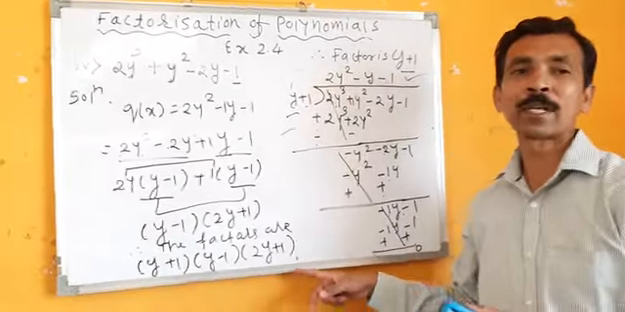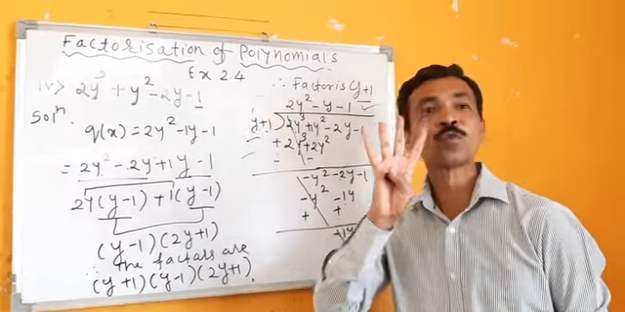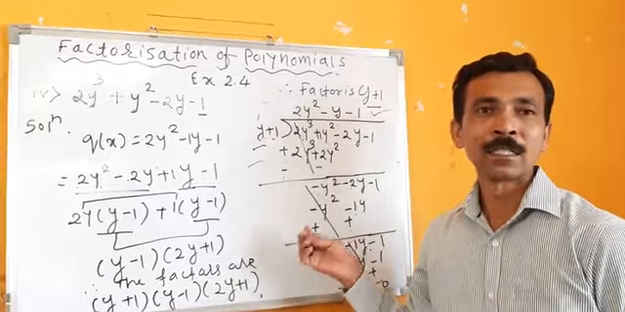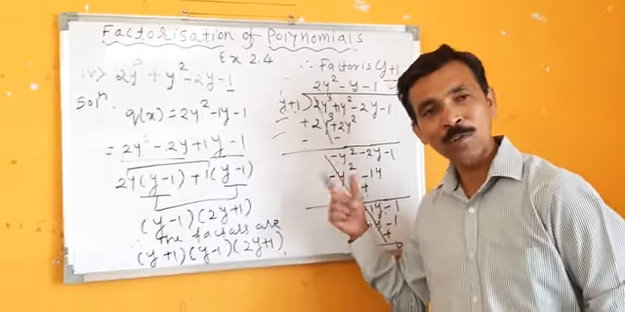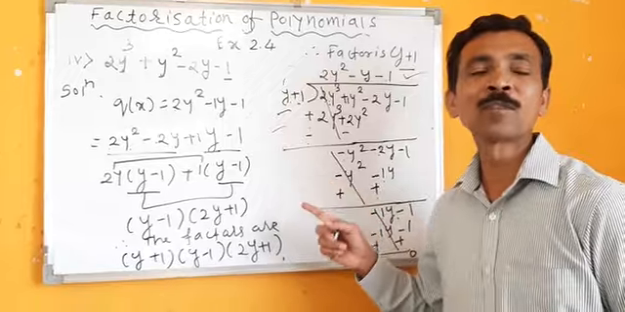So this is the method, okay, to factorize the sums when we have 4 terms. Yes, it is difficult, but if you solve again and again and see the method, you will find it easy.